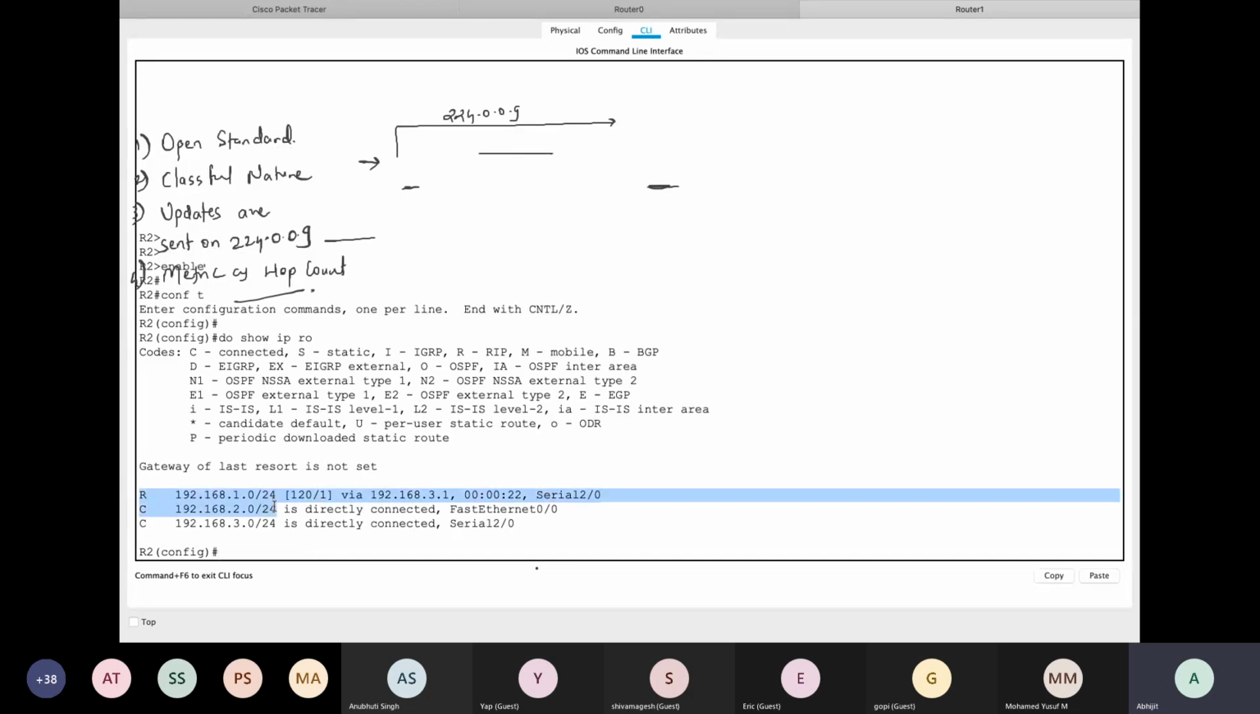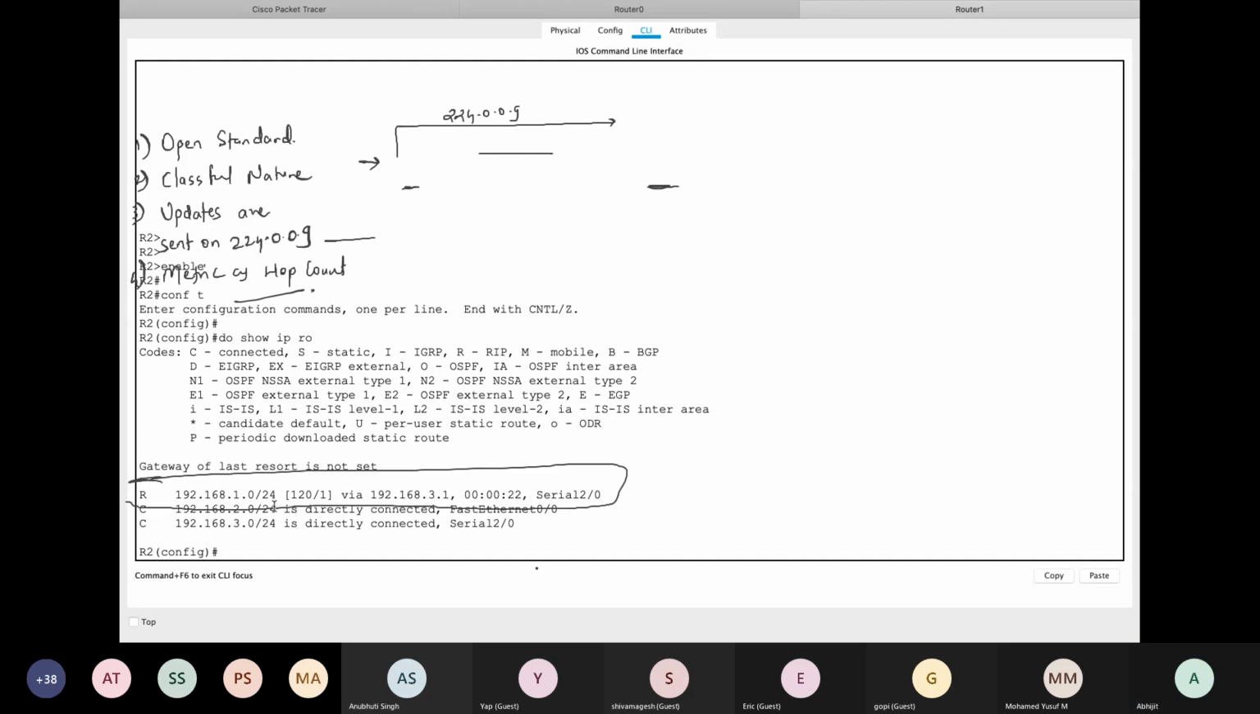How many routes do you see? There is just one route that has been learned. I'm talking about this route. This is a route that has been learned by RIP, right? But our R1 advertised two routes, which were 1.0 and 3.0. Why don't you see 3.0 as a RIP route?